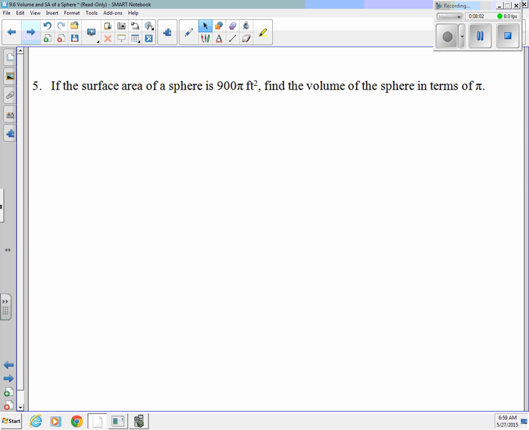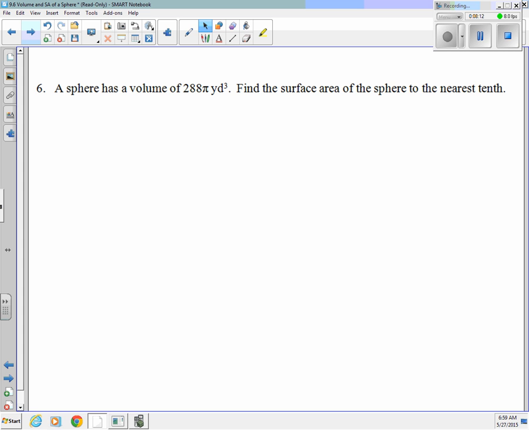I'm actually going to leave number 5 to you. Surface area of a sphere is 900 pi feet squared. I want you to find the volume. You guys should be able to do that with the skills that you learned in this lesson. And actually, I would like to skip to number 6. So number 6 says a sphere has a volume of 288 pi yards cubed. Find the surface area of the sphere.